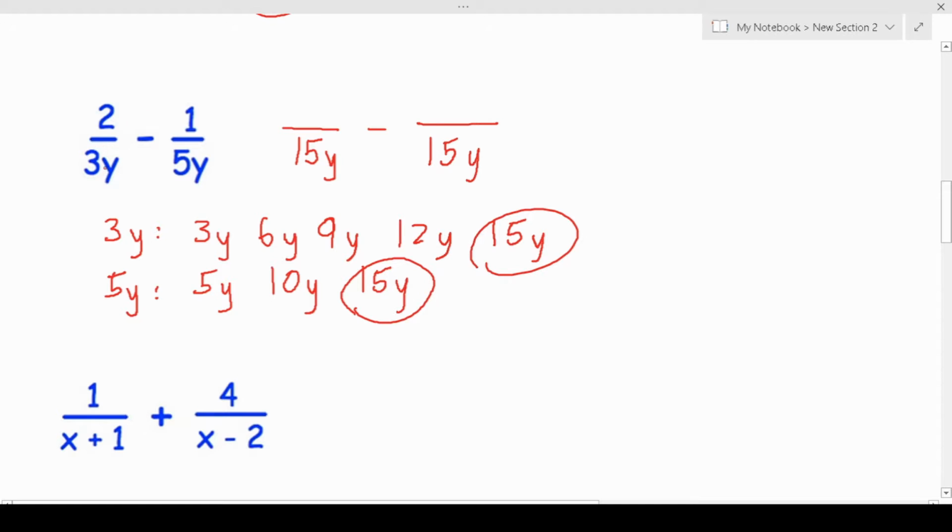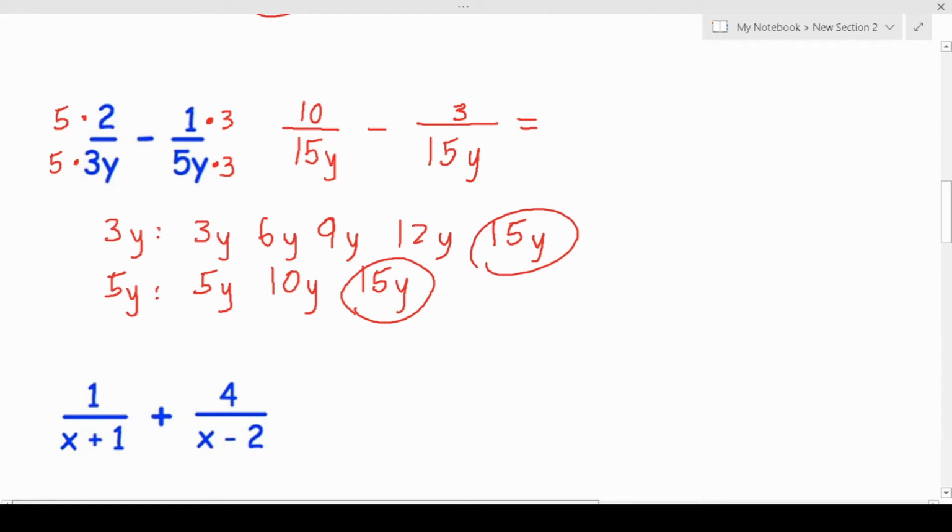All right, in order to make 3y into 15y, we have to multiply it by 5. Given that 5 times 3y is 15y, we're also going to have to do that to the numerator. So that's going to be 5 times 2, which is 10. In order to make 5y into 15y, we're going to have to multiply it by 3. And we're also going to have to do that to its numerator. So this is going to be 5y times 3, which is 15y. 1 times 3, which is 3.